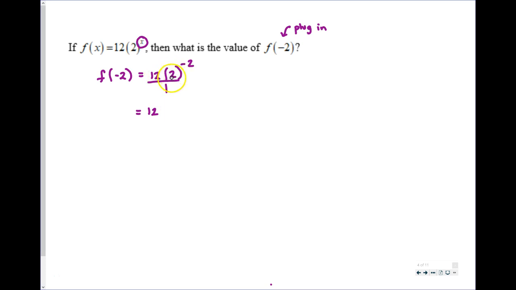But this 2 has a negative exponent of negative 2. So that 2 gets moved to the bottom, and this guy becomes positive. Okay? So that's what I mean by indicating movement. You move the base it's attached to. You don't necessarily move this coefficient. Now all we have to do is evaluate. 2 squared is 4. 12 divided by 4 is 3. So that is what happens when we plug in negative 2. We get a 3. Okay? So remember, negative exponents indicate movement within a fraction.